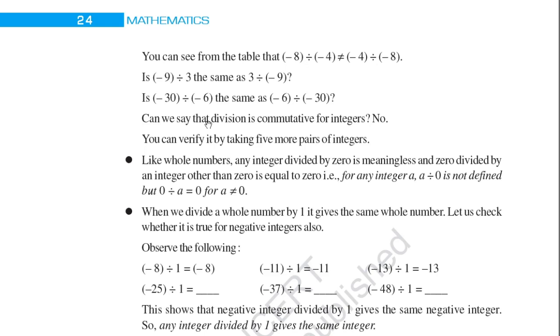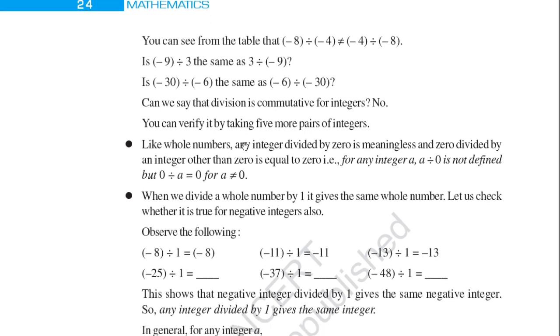If this is also not equal, and this will also not be equal. We can say that division is not commutative for integers. We can verify it by taking 5 more examples. Like whole numbers, any integer divided by 0 is meaningless.